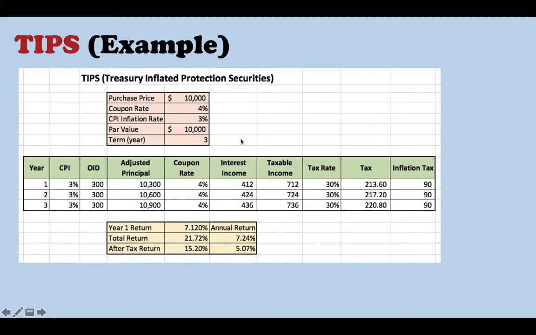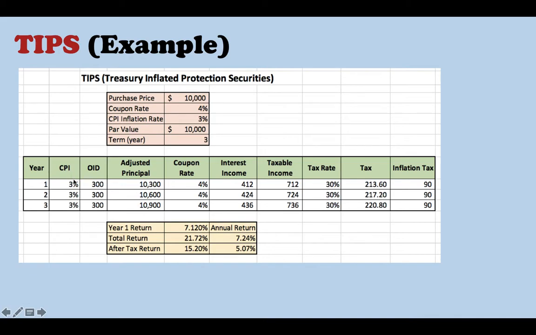Here is an example. Let's say today I spent $10,000 to purchase a TIP. The TIP gives me a coupon rate of 4%. This is the annual interest rate. Then the annual CPI inflation rate is 3%. The par value is $10,000. Then the term is 3 years. So in this example, let's see what's going on in each year. Let's say this is year one, year two, year three.